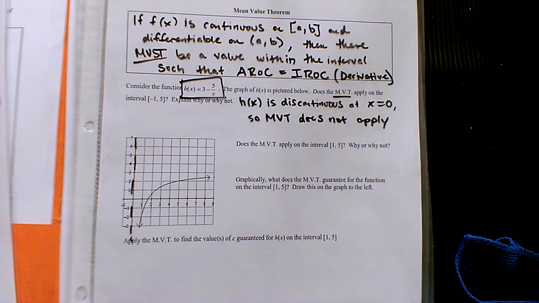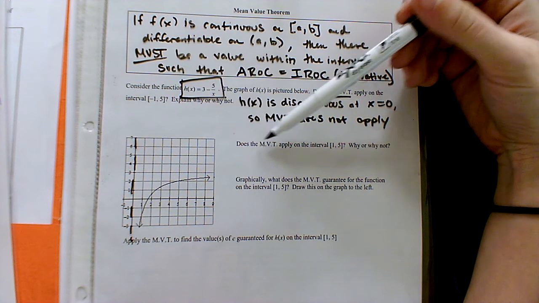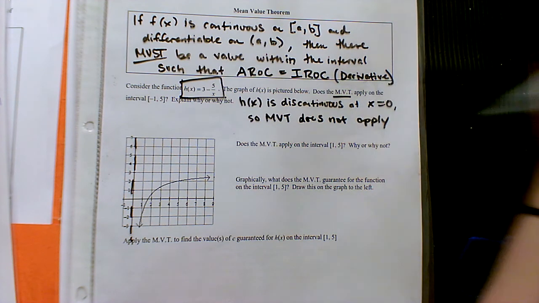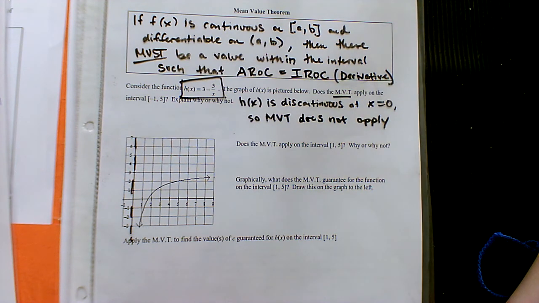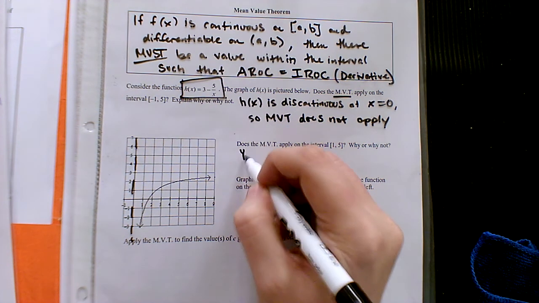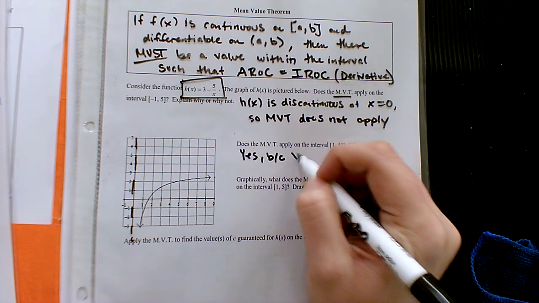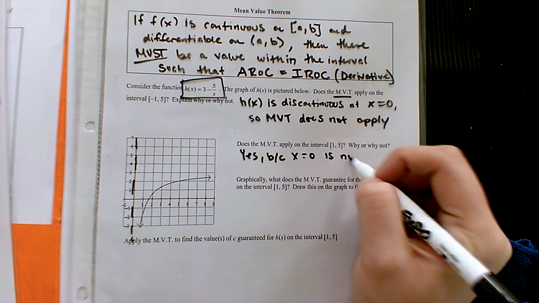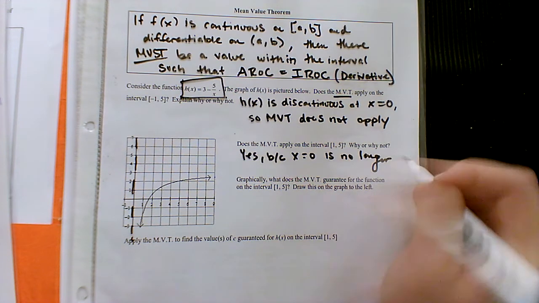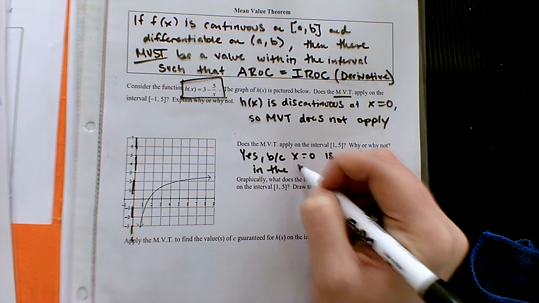At least for that interval it doesn't apply, but maybe if we change up the interval, we could apply the theorem. So let's try that. Does the mean value theorem apply on the interval from 1 to 5? If 0 was our only issue, and now 0 is not within the interval, that means it's not an issue anymore. So we can say yes, because x equals 0 is no longer in the interval.